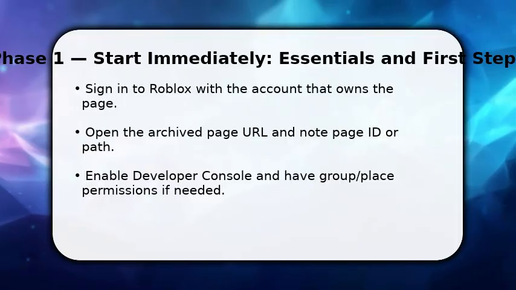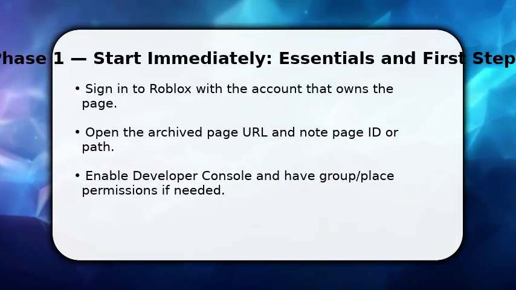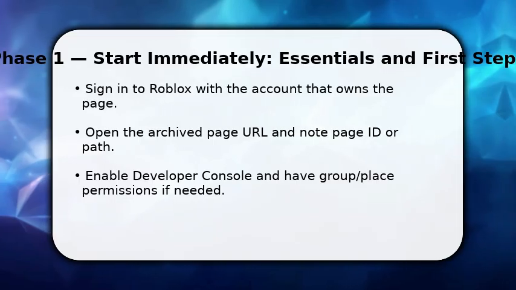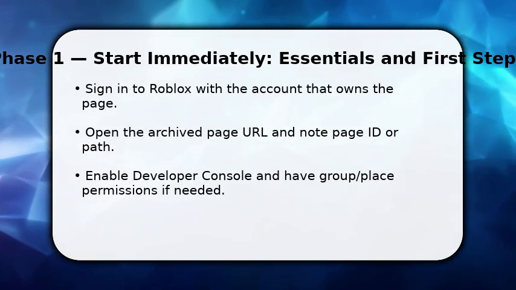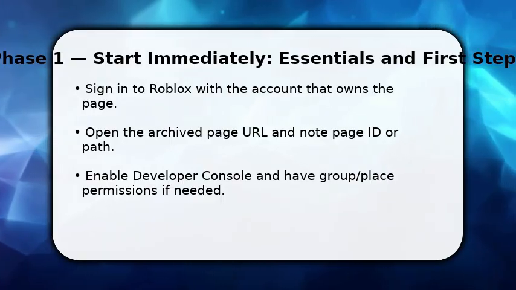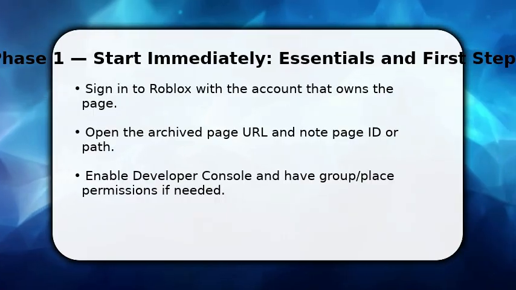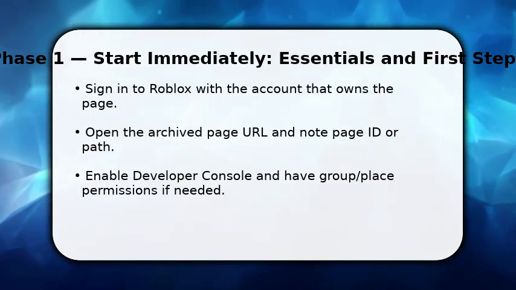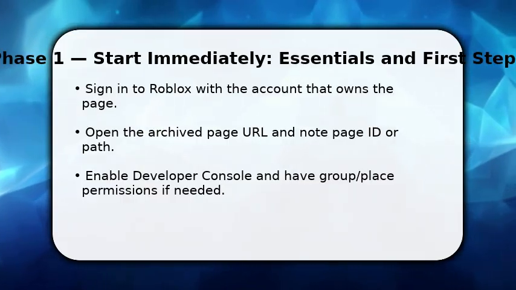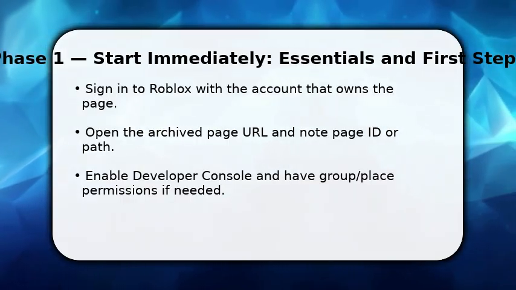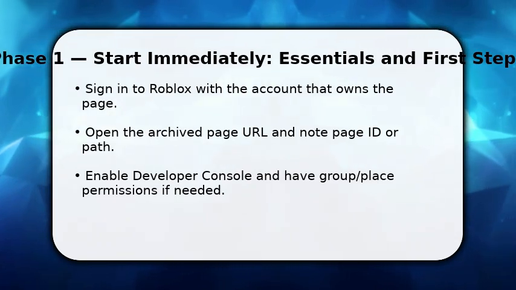You start by verifying ownership and access. This is essential. Once signed in, open the archived page and copy its ID or path so you know exactly what to target. Make sure you have the correct permissions. Group or place roles matter, because Roblox requires ownership to alter archived content. While you have the page open, keep the developer console available for later checks and prepare any supporting files or proof of ownership. This saves time when you proceed to remove the archive.